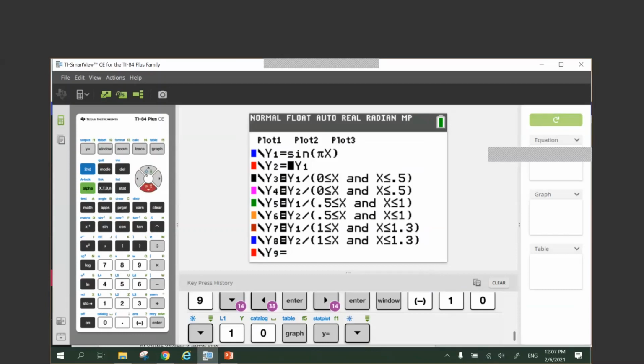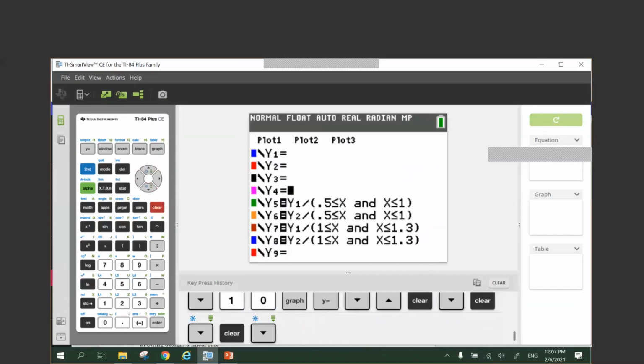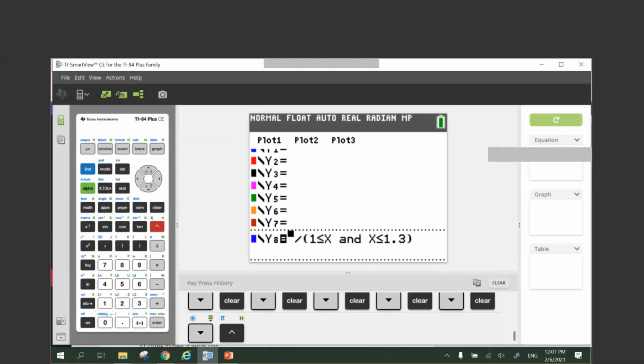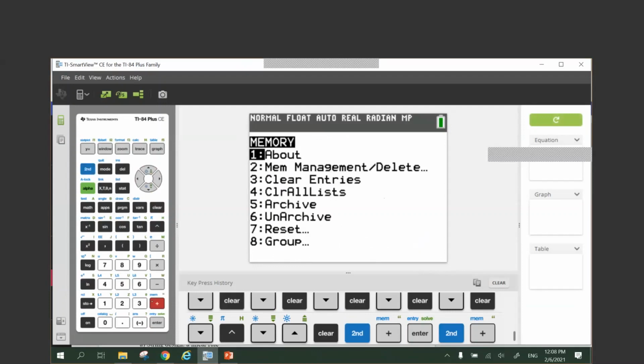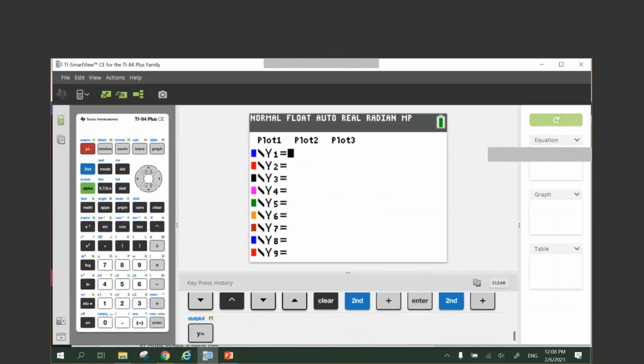Let me change some more graphs so that we can do some shading. Please take note that I would like to clear my equations one by one. Because if you go second memory and do reset, which is here, I don't want to reset everything because I still want the pictures that are saved and the GDB that is saved to be there. So once you do reset, you may clear everything. So I have to go through the trouble of clearing equations one by one.